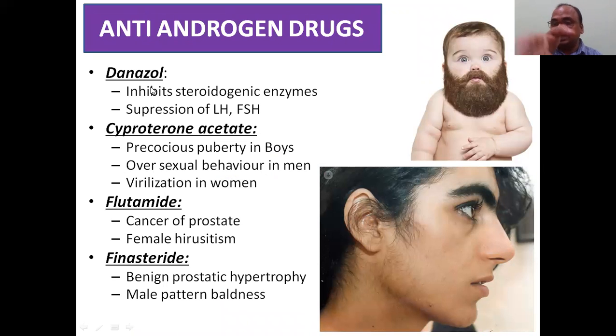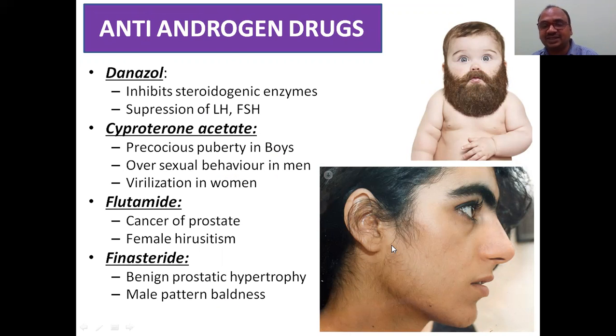When you have such cases, you have to give treatment with anti-androgen. See, this boy has an excess of testosterone in childhood itself. Androgens are more, so you have to give an anti-androgen. The doctor has to remove this with the help of hormones. Then you use these same drugs. Danazol, the same drugs I mentioned here. Danazol is mainly used for suppression of luteinizing hormone and follicle stimulating hormone, so that testosterone production will automatically be stopped. It inhibits the steroidogenic enzyme.